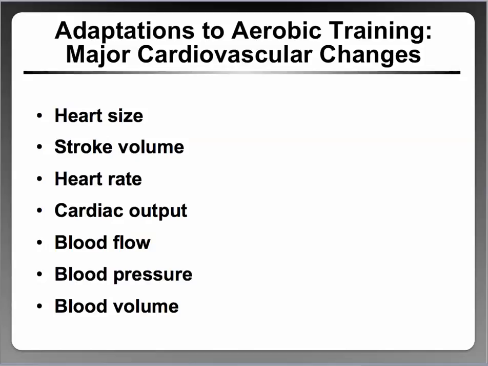So this slide essentially is a mini table of contents. So we're going to focus specifically on the cardiovascular changes that occur with aerobic training. So we're going to look at issues with regards to the heart and issues with regards to blood vessels and how you can transport blood through the cardiovascular system.